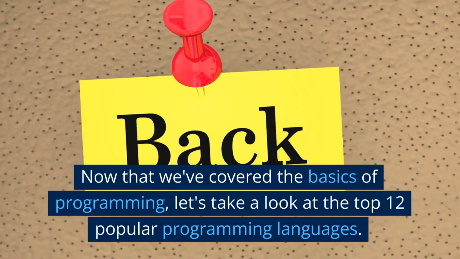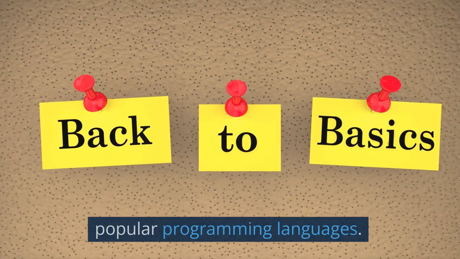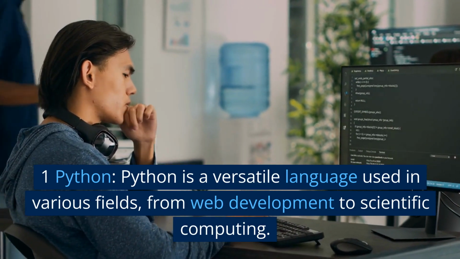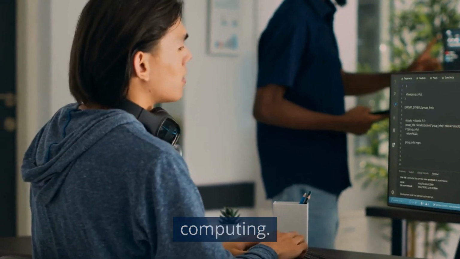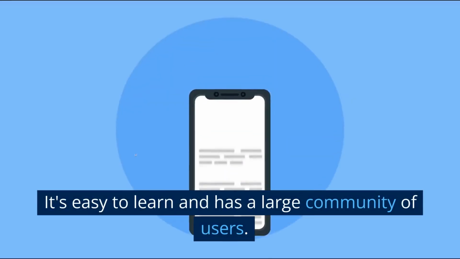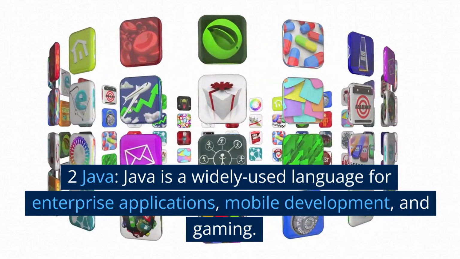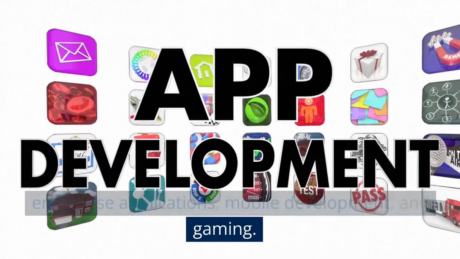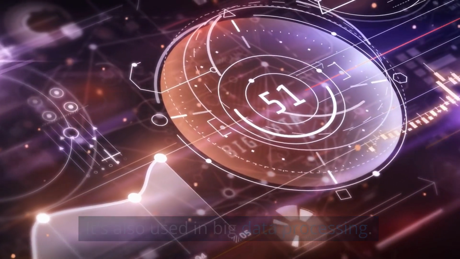Now that we've covered the basics of programming, let's take a look at the top 12 popular programming languages. 1. Python. Python is a versatile language used in various fields, from web development to scientific computing. It's easy to learn and has a large community of users. 2. Java. Java is a widely used language for enterprise applications, mobile development, and gaming. It's also used in big data processing.